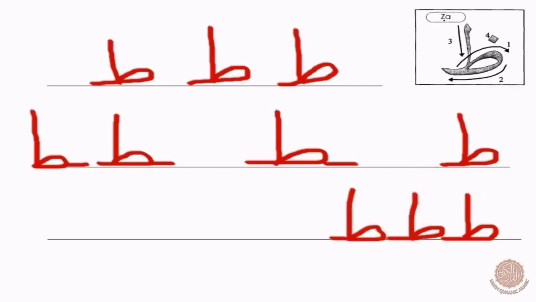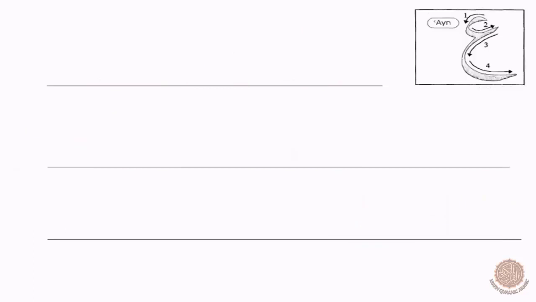Now with the dha, it's the same thing, except for the dot. So the dot is put there. That's incorrect anyway, so we'll just cross that out. And dot. Next we have the ayn.